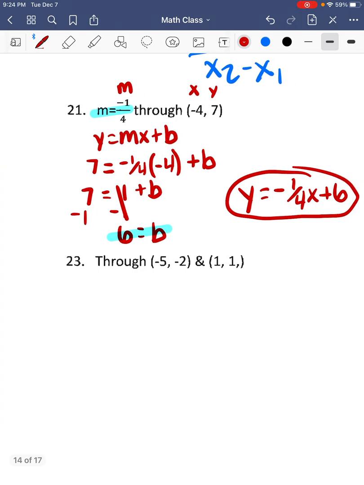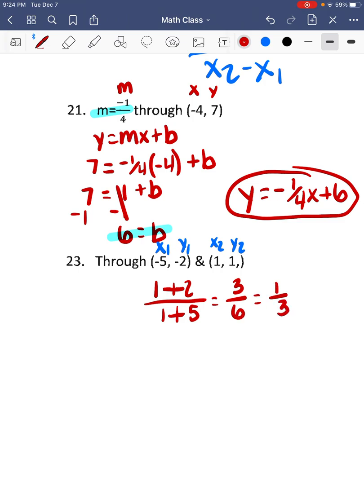Then the last one. This is your x1, your y1. This is your x2 and y2. So you're going to do 1 minus negative 2 over 1 minus negative 5. These are going to turn into plus signs. You're going to get 3 over 6, which reduces to 1/3 when you use your ABC button. You're going to pick the simplest point. So I would pick 1, 1. Those are super easy numbers.